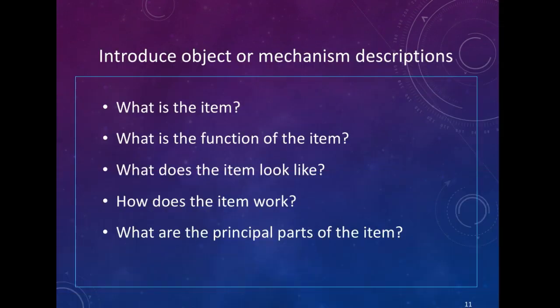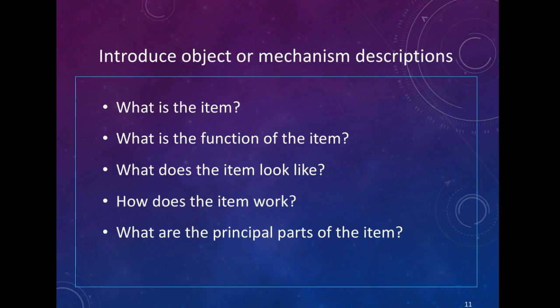Introduce object or mechanism descriptions. What is the item? What is the function of the item? What does the item look like? How does the item work? What are the principal parts of the item? So you can see that this is really detailed. So you're first going to list what the item is. Then what is the purpose of the item? What does it look like? How does it work? And what parts are integral to that item? All of those are required elements when you are describing an object or a mechanism.